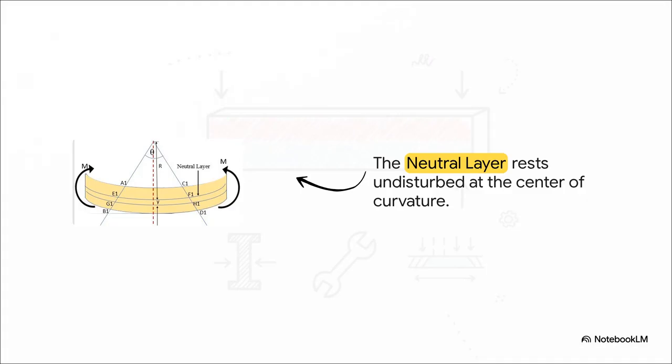Take a second to look at the horizontal line labeled E1 to F1 here. This is exactly where our unstressed neutral layer lives. If you trace the angles of the bent beam upwards, you'll see they meet at a point called O, which is the center of curvature. The distance from O straight down to our peaceful E1 to F1 line is the radius of curvature, represented by that big R. Every layer above this line, squished. Every layer below it, stretched. But E1 to F1 remains absolutely, perfectly unchanged.